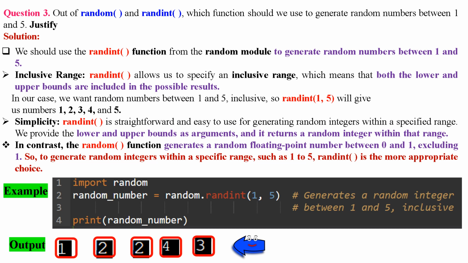So, when we run this code, it will import the random module, generate a random integer between 1 and 5, and then print that random integer to the console. The specific random number we see will vary each time we run the code because it's generated randomly. So you can see at first we get 1, again when we run the code, we get 2, again 4, again 3, etc.